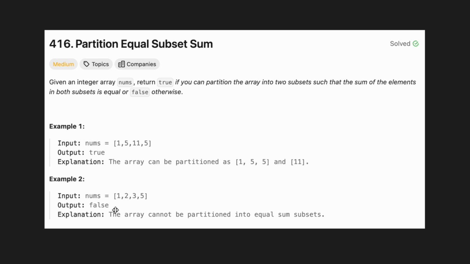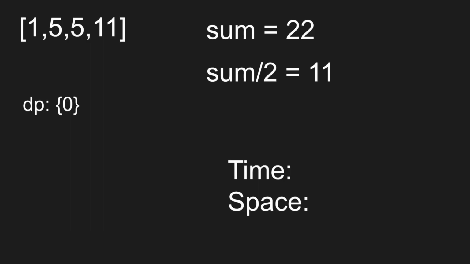So now that we have seen some examples, let's get to how we can solve this problem. One way that we can solve this problem is we can first calculate the sum of the input array and then divide it by 2. If it cannot be divided by 2 evenly, then we can return false, because that means the sum is odd, meaning that we will not be able to partition the array into two equal sums.